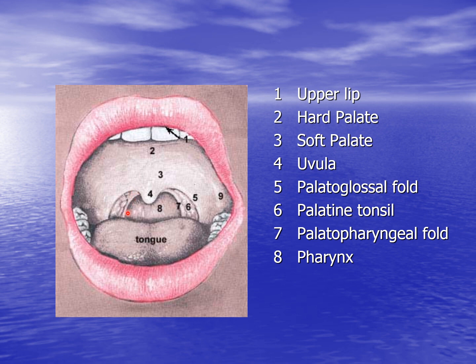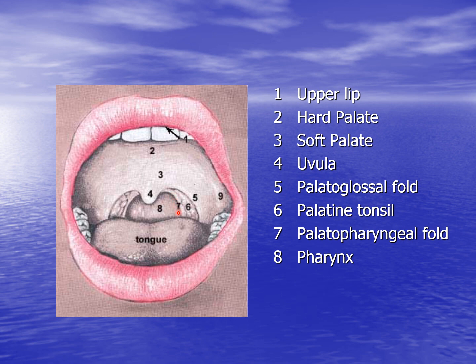In front of the tonsil there is a fold, and another one at the back. The front one, number 5, comes from the palate to the tongue. This is called the palatoglossal fold. It contains a muscle with the same name, palatoglossus muscle.